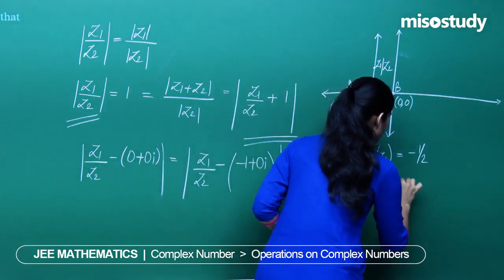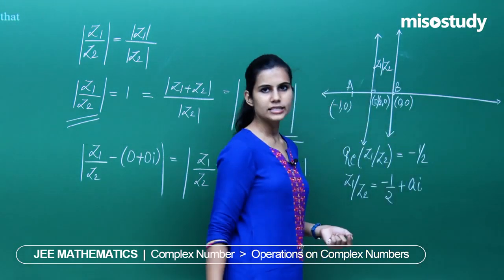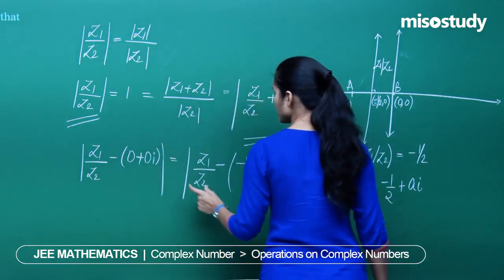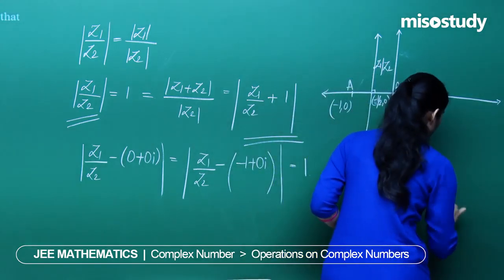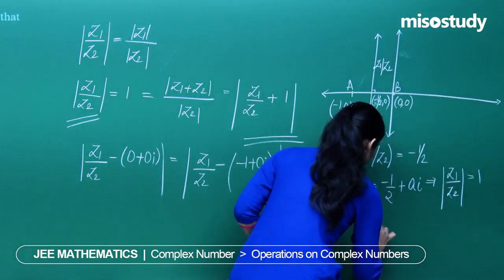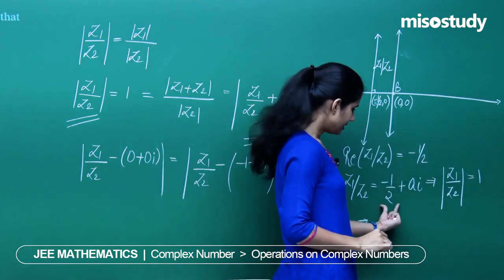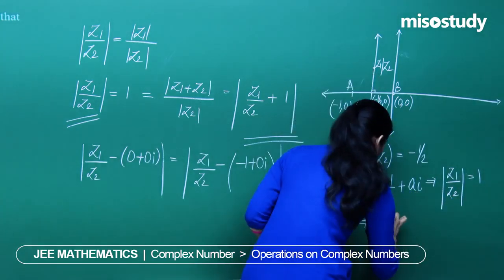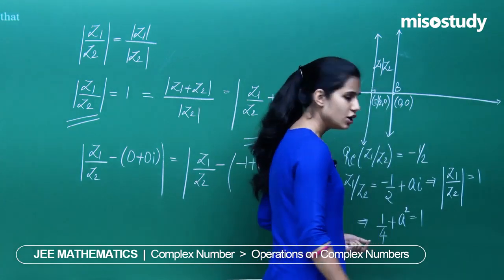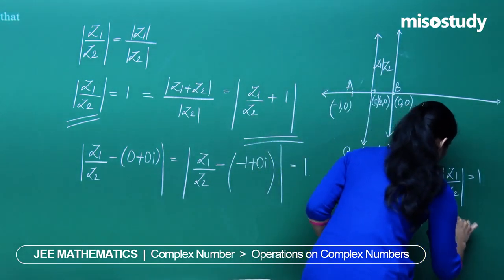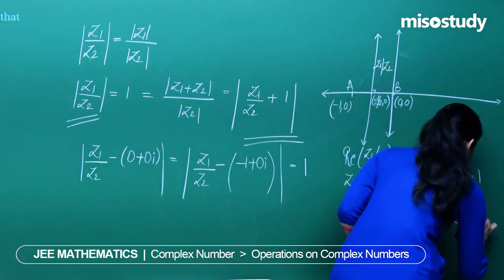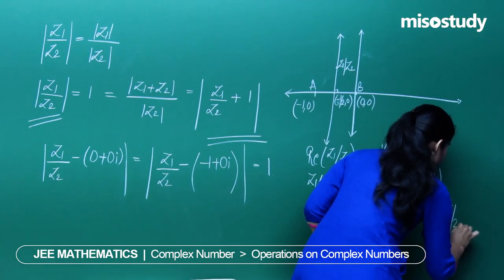It is minus half plus some a times iota. I don't know what this is, but I know that Z1 by Z2's distance from 0 plus 0 iota is 1. This means the magnitude of Z1 by Z2 is 1. So the square root of this square plus this square is 1, or I can say 1 by 4 plus a square is 1 square, which is 1. So a square is 1 minus 1 by 4, which is 3 by 4. So a is plus minus root 3 by 2.